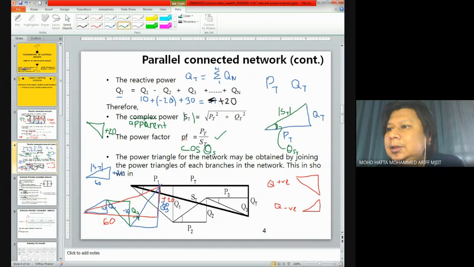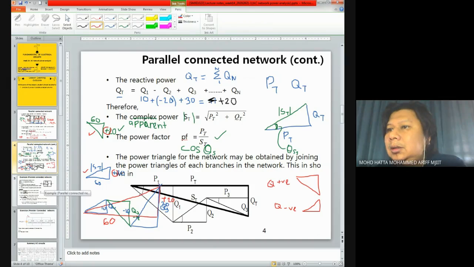So over here, let's say this is 20 var, and this is your 60. This part is very important for people to get to know the nature of the reactive power that you have in your circuit. So it doesn't matter, both are correct, don't worry, except that you need to mention the sign of your reactive power.